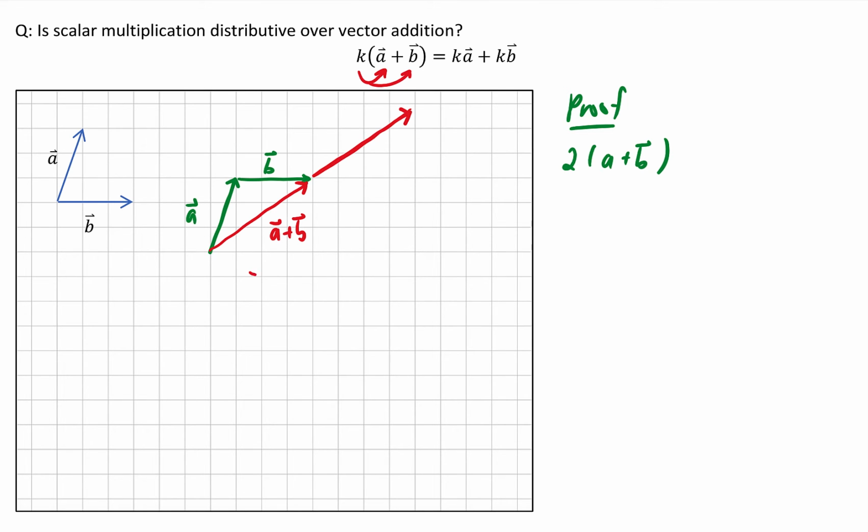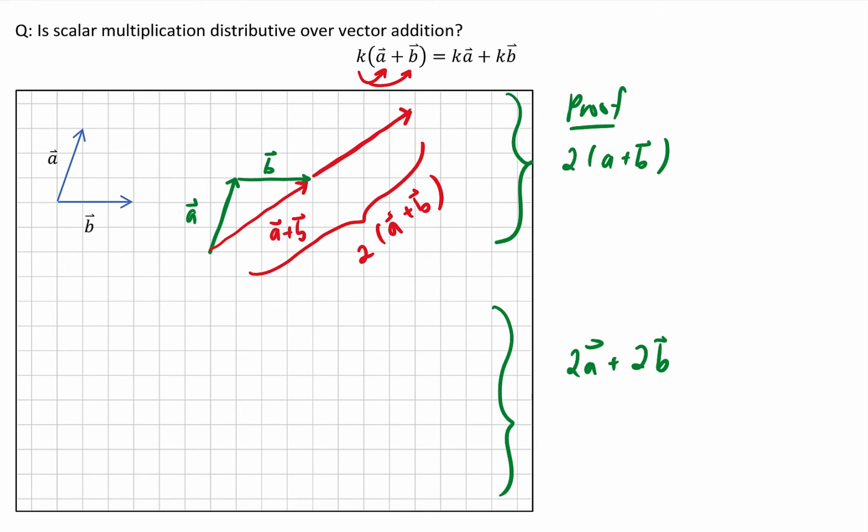So this vector right here, going from here to here, is 2(a plus b). So is that the same thing as 2a plus 2b? This is the first part we've proven. This is 2(a plus b). So now let's take a look at 2a plus 2b. That'll be this portion here that I'm going to draw.